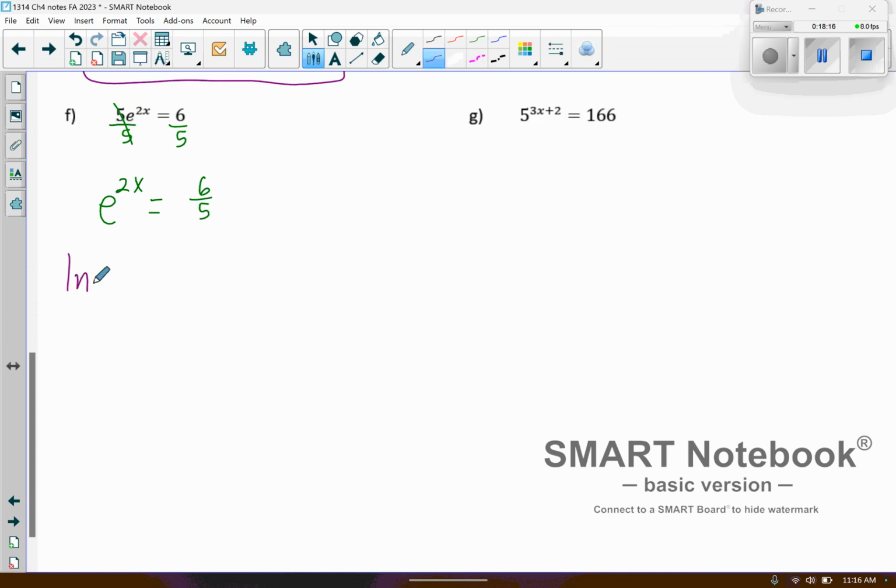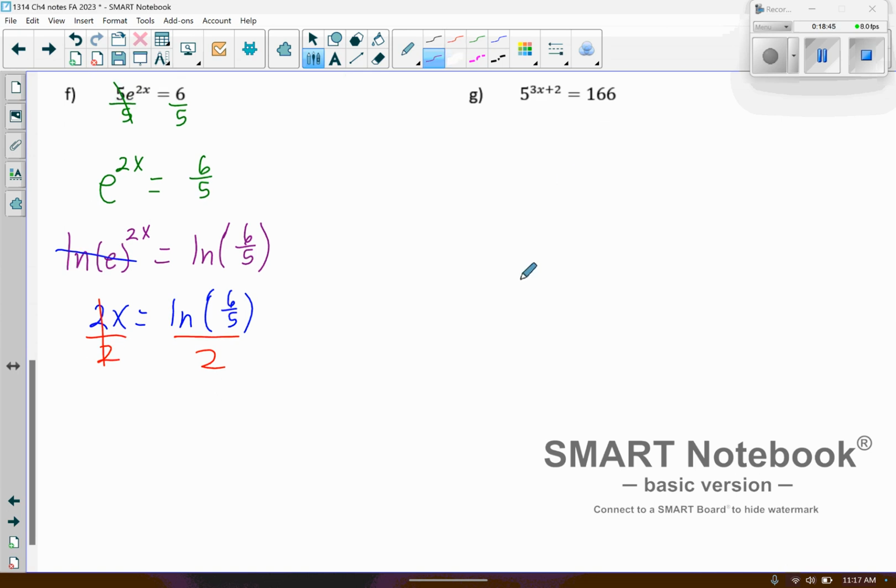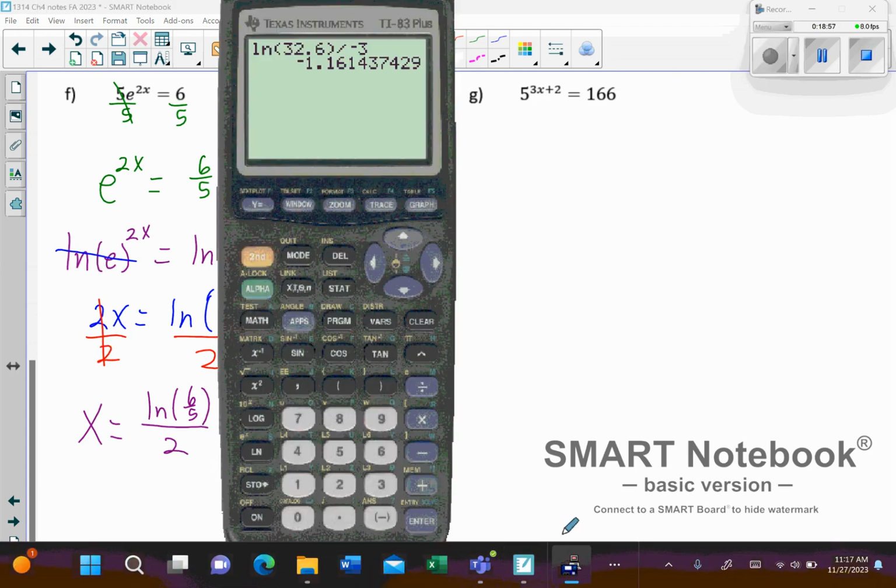Then we'll go ahead and take the natural log of both sides. And so then what we can do here is reduce this down to its power, which would be 2x equals the natural log of 6 over 5. And then next we'll divide both sides by 2. And then this will be our exact answer. So x equals natural log of 6 over 5, all divided by 2. So very similar to what we put in last time.